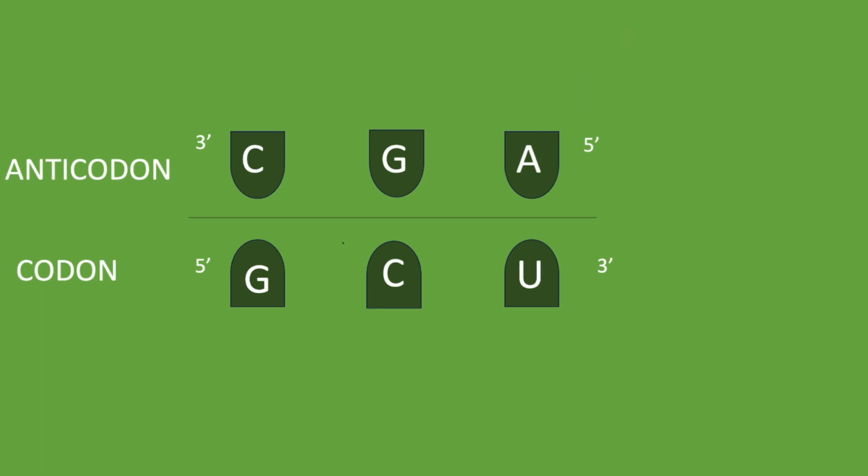Let's say we have uracil in the third codon position. It can base pair with adenine, but it can also base pair with guanine and inosine. With adenine in the third codon position, it can base pair to uracil and it can base pair to inosine as well. Finally, let's say that cytosine is in our third codon position. Cytosine can base pair with guanine and also inosine.